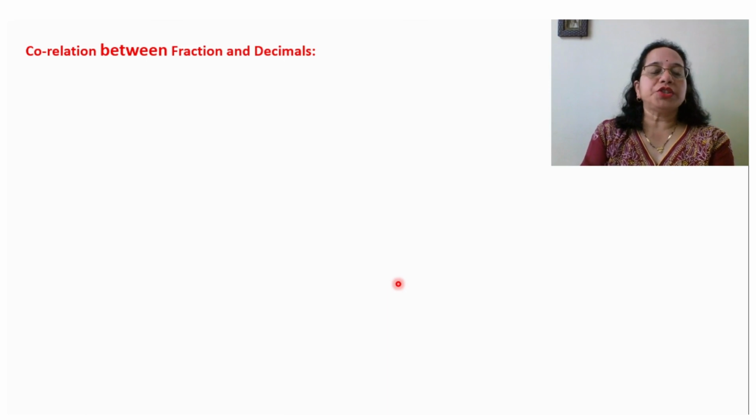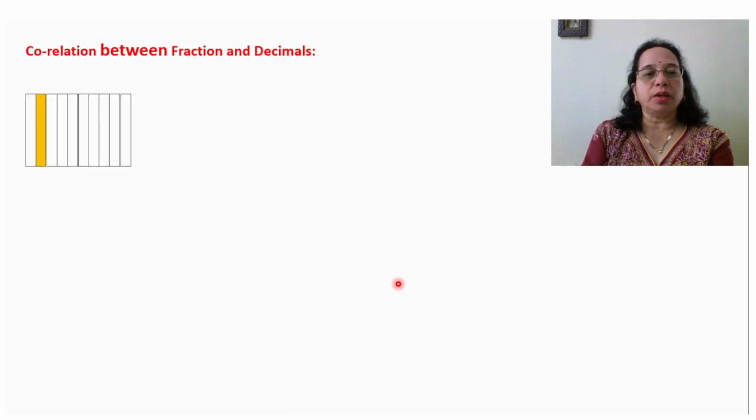What is the correlation between fraction and decimal? Here you can see that there are 10 parts, and out of 10 only one part is shaded, so the fraction is 1/10. Now how to write this in decimal? Here you can see that 10 is there, so in the numerator leave one place and put the decimal here. So the answer will be 0.1, and again no whole part is there, so we will write 0 in the whole part: 0.1.